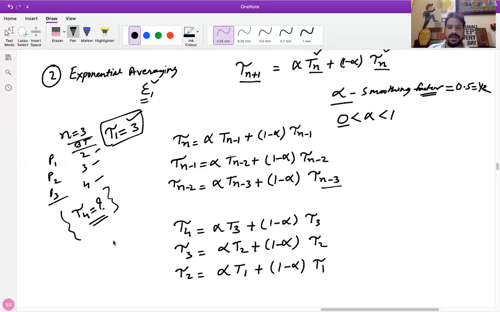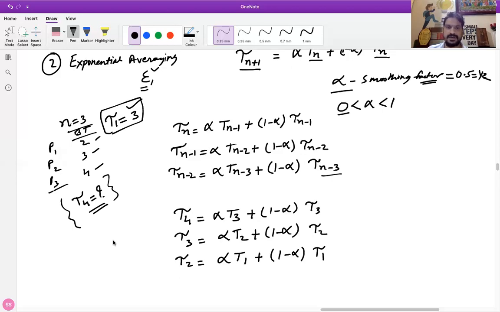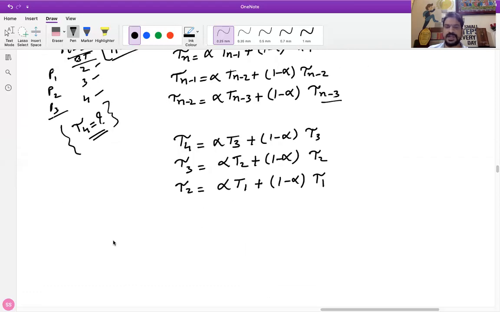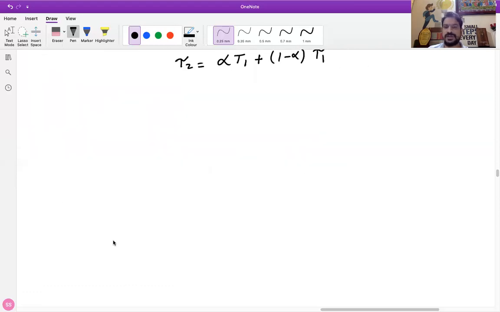Now to understand this particular exponential averaging algorithm, let's have some examples. Let me tell you, this exponential averaging algorithm is the best suited algorithm till now for predicting the burst time. We don't have a more refined version of an algorithm which can predict the burst time for any process other than this exponential averaging. Let's see some examples related to this.